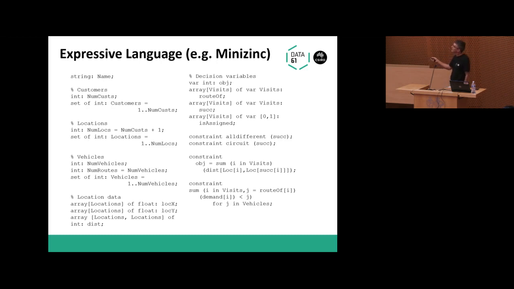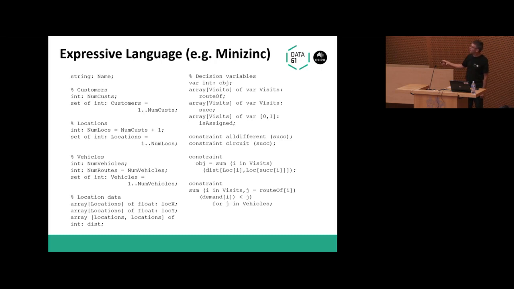Now I can use this all different constraint to say successor. If you think about a TSP, every visit has to have a unique successor. So I can use the strong propagation of this all different in SUC. There's also another global constraint called circuit that makes sure that what I get is a circuit. And that propagates in a different way to all different. And so those two can actually work together.